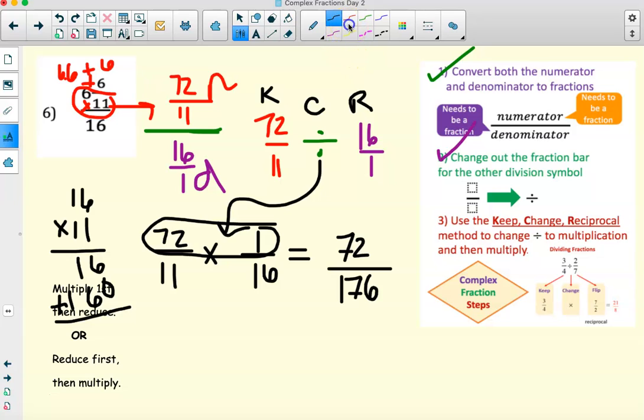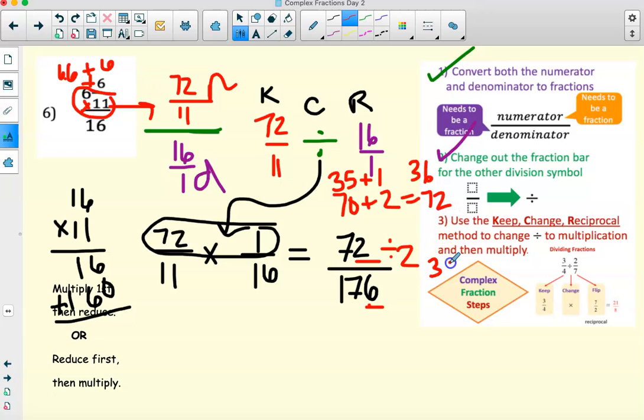Then we reduce. I see that the 1's place contains a 2 and this one contains a 6. They're both even, so we can split these each in half. Half of 70 is 35, and half of 2 is 1. So that means that half of 72 is 36.